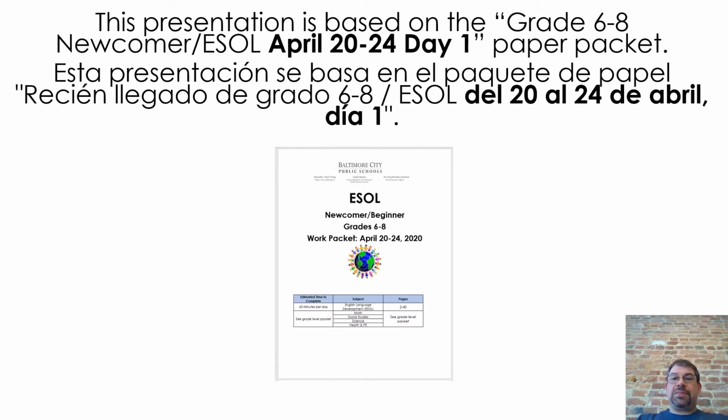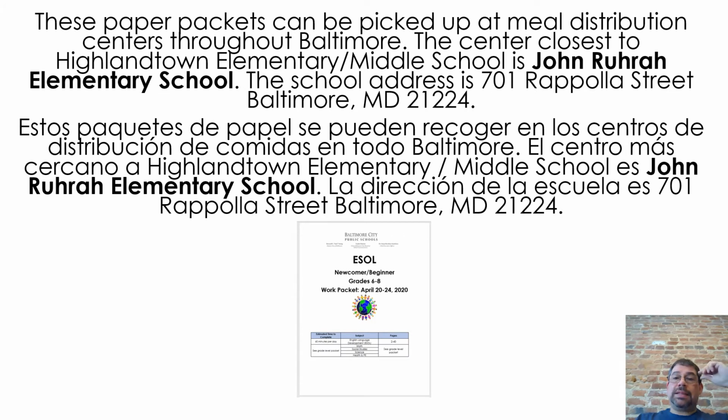This presentation is based on the grade 6 through 8 newcomer ESOL April 20th through 24, day 1 paper packet. These paper packets can be picked up at meal distribution centers throughout Baltimore. The center closest to Highlandtown Elementary Middle School is John Rura Elementary School. The school address is 701 Rapola Street, Baltimore, Maryland 21224.